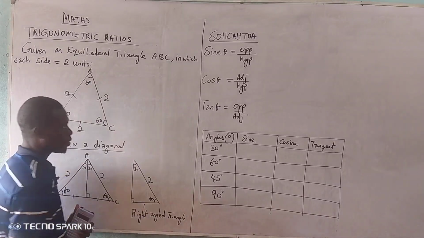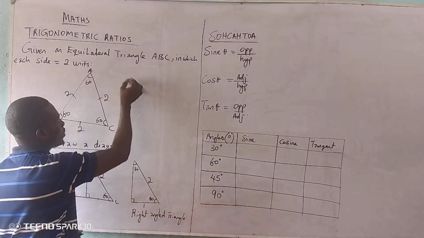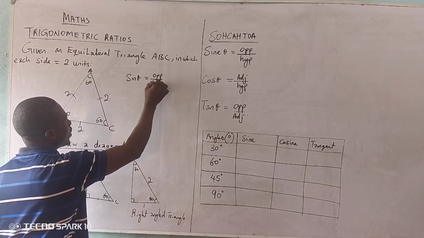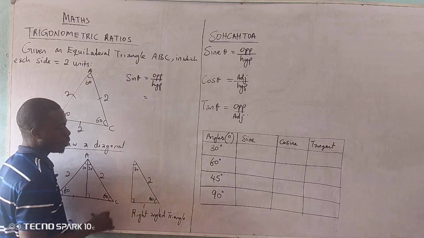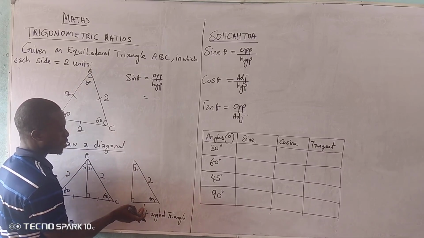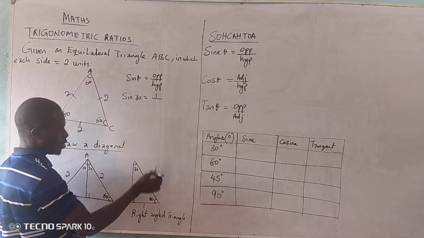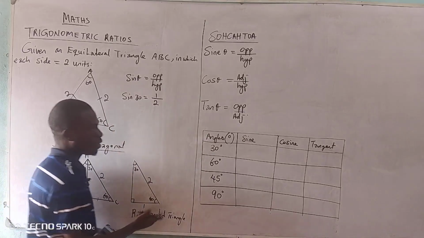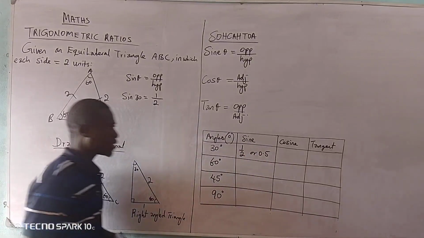Let's find sine 30 degrees using this formula: sine theta equals opposite over hypotenuse. First of all, you have to identify your opposite from this triangle. Which one is opposite to 30 degrees? 1 is opposite. So sine 30 will be equal to 1 over the hypotenuse, which is 2. So sine 30 is equal to 1 over 2, or 0.5 in decimal.